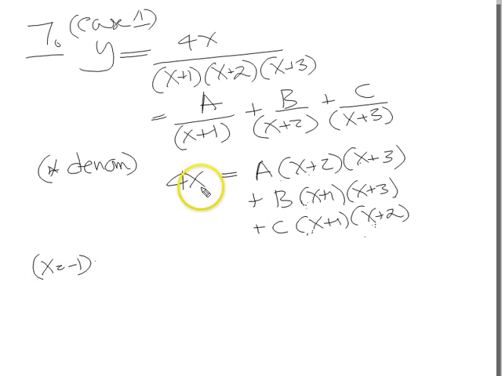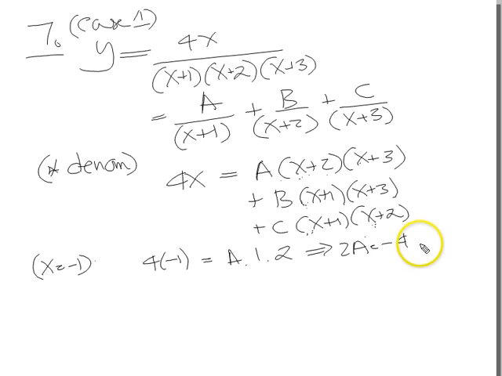See what happens there. On the left, you get 4 times minus 1. On the right, the second term and the third term will disappear. The first term will be a times minus 1 plus 2 is 1, minus 1 plus 3 is 2. So you get 2a equals minus 4. 2a equals minus 4. So that tells you then that a equals minus 2. There we go. That's that one done. A equals minus 2.